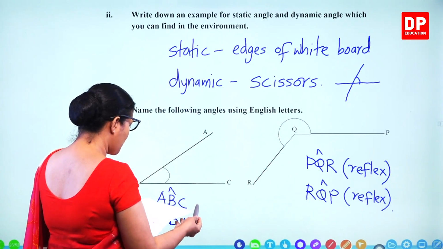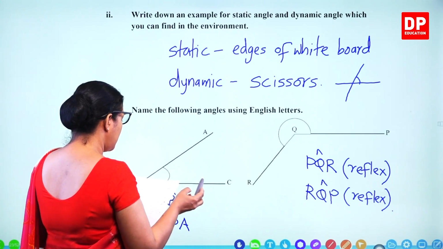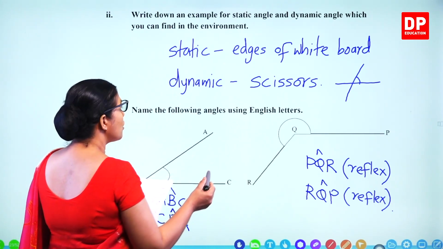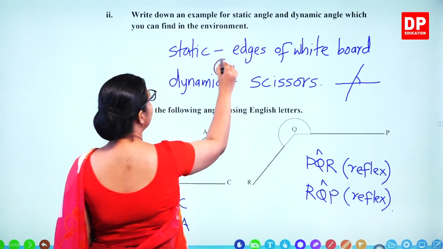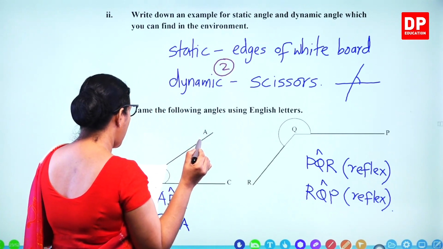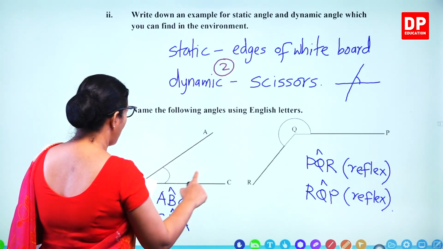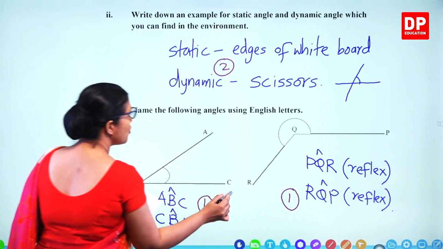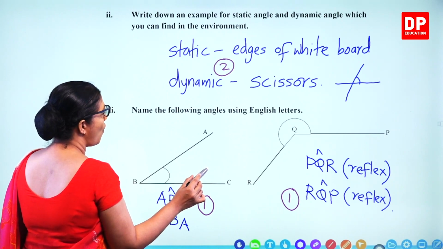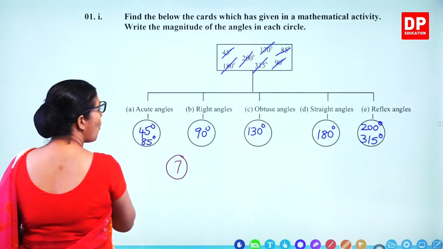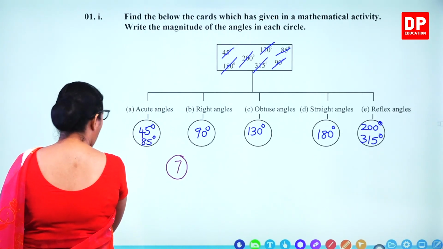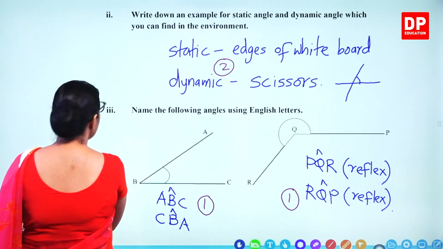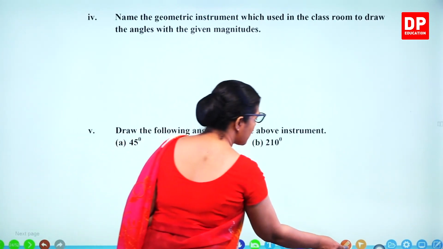So how many marks for that? You are getting 2 marks here, and 2 marks for writing down, 1 mark each. So 1, 2, 3, 4. 4 and before 4, 7, 11 marks. Next part.